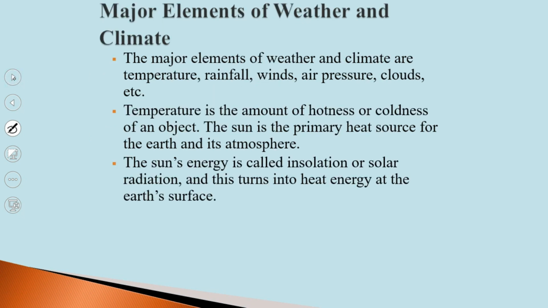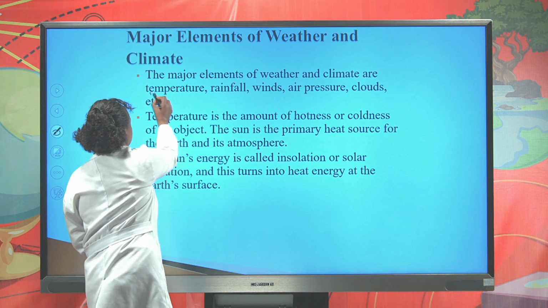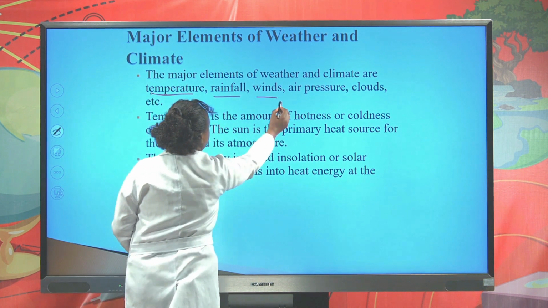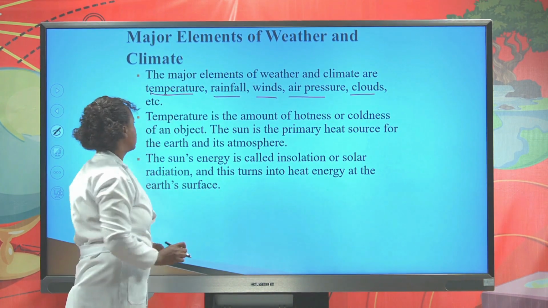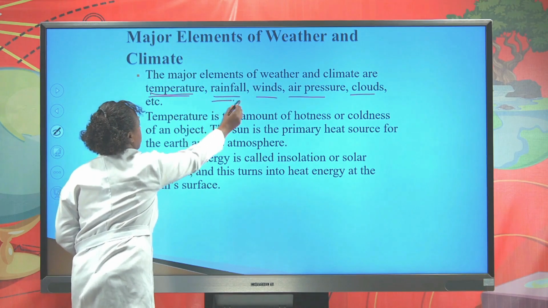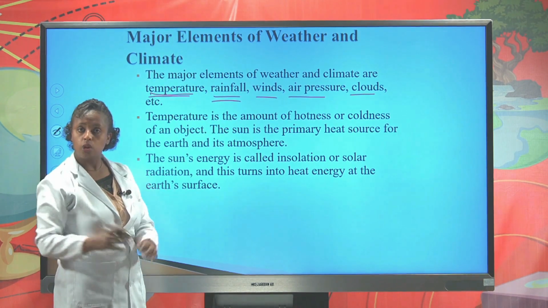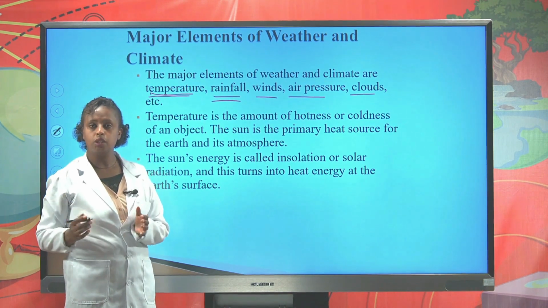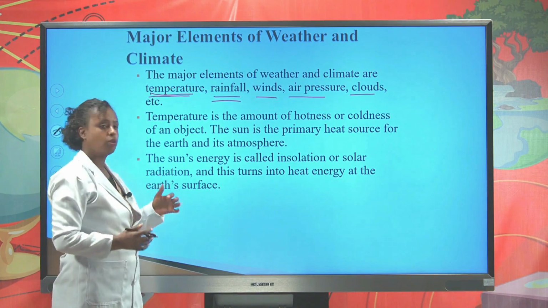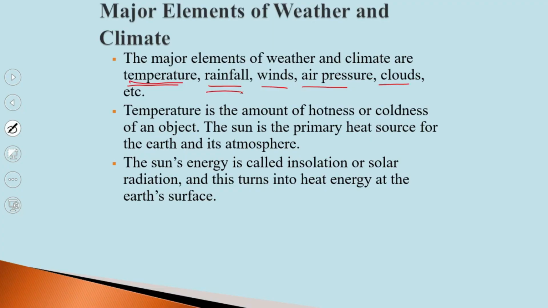Let us see the major elements of weather and climate. The major elements of weather and climate are temperature, rainfall, wind, air pressure, clouds, and so on. But for today, we only focus on temperature and rainfall. Temperature is the hotness and the coldness of an object. The primary source of heat for the Earth and the Earth's atmosphere is the sun. The sun's energy is called solar radiation.